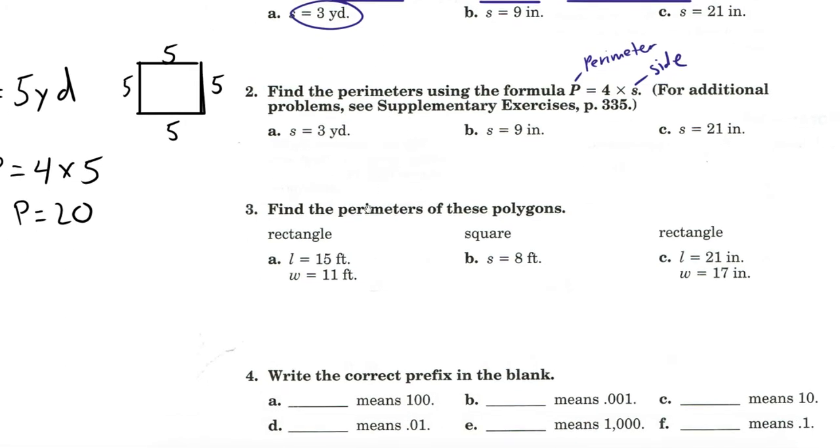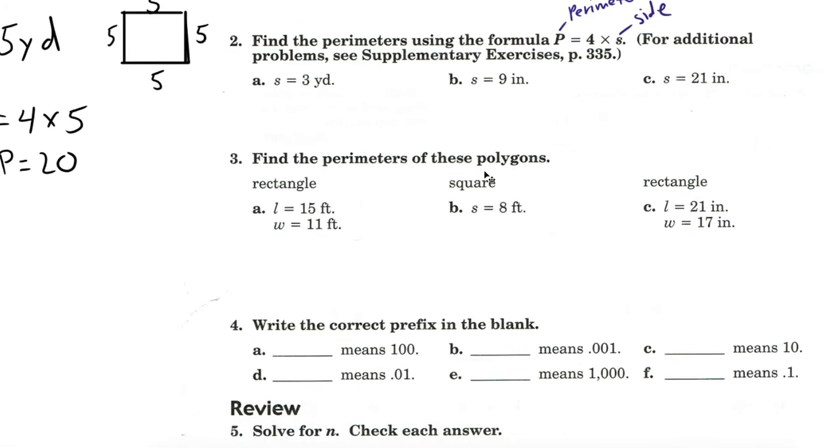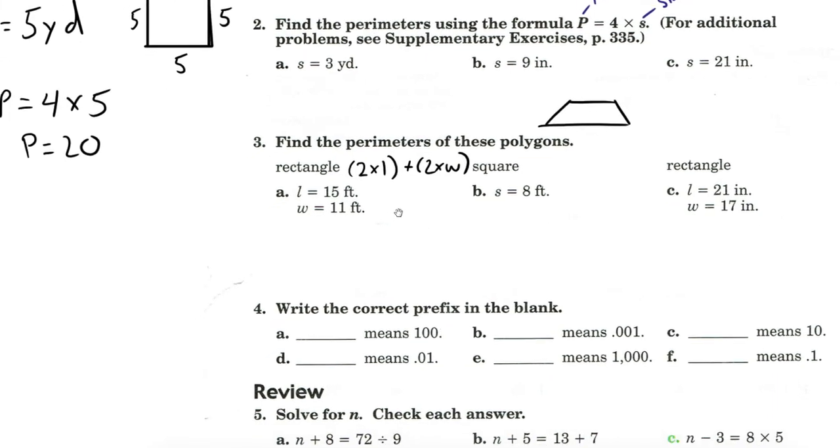All right. Okay, now number 3, find the perimeter of these polygons. Remember, polygons are any shape made out of straight lines, no curves. So rectangle. L equals 15 feet and W equals 11 feet. So if you guys remember the formula to find the perimeter of a rectangle, the formula was 2 times L plus 2 times W, which is width.